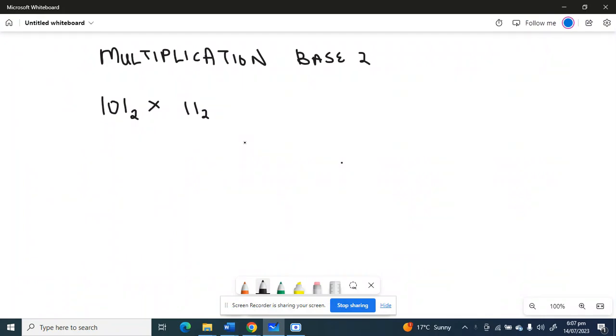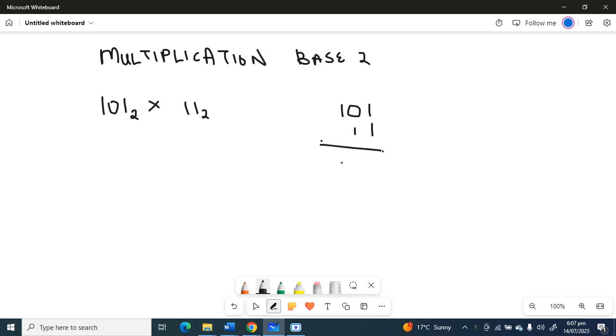All right, so we're looking at multiplication of numbers in base 2, also called binary numbers. We have our first example here. We have 101 base 2 multiplied by 11 base 2. So let's put it like this here. We say 101, and here we're going to have 11.